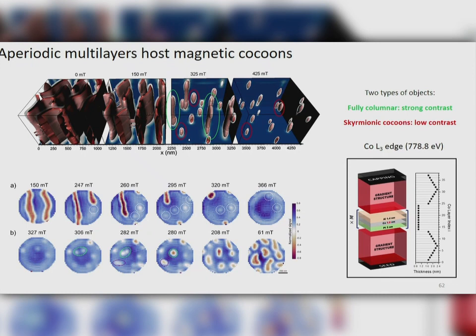And when you change field, because it's really easy to apply field in these experiments, you can see, for example, how these two cocoons can merge into one full columnar structure.